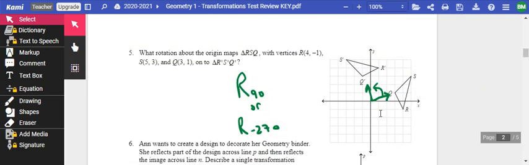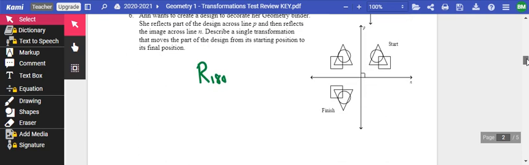Number 5, it's asking what is happening here. I can use the formulas to look at, for example, R is (4, negative 1), and now it becomes (1, 4). So I know that that is a 90-degree rotation or negative 270. Number 6 is a rotation of 180 degrees to get that.